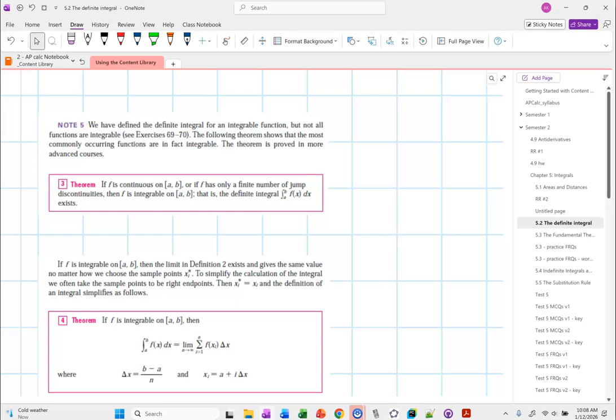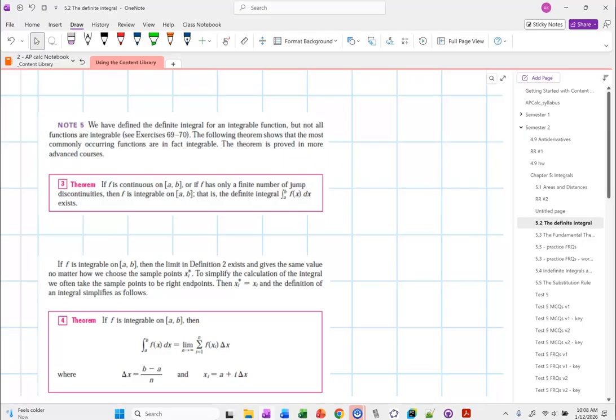So what we want to say about integrability is that the definite integral exists, right? So we say a function is always going to be integrable over an interval, right? We say a function is integrable from a to b if the definite integral from a to b exists. Is everybody okay with that?